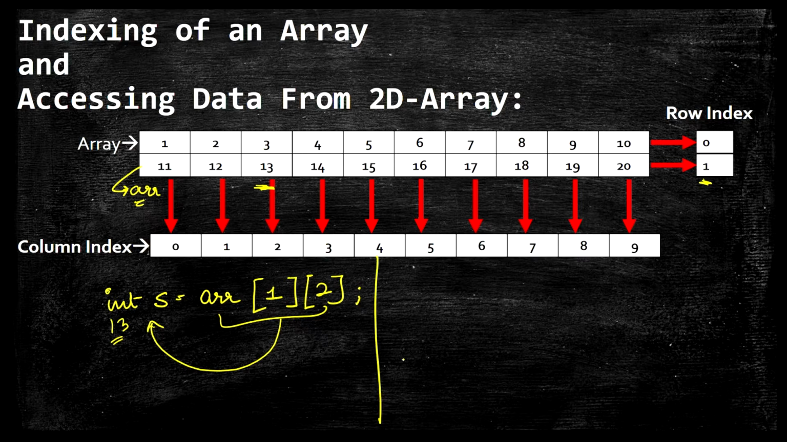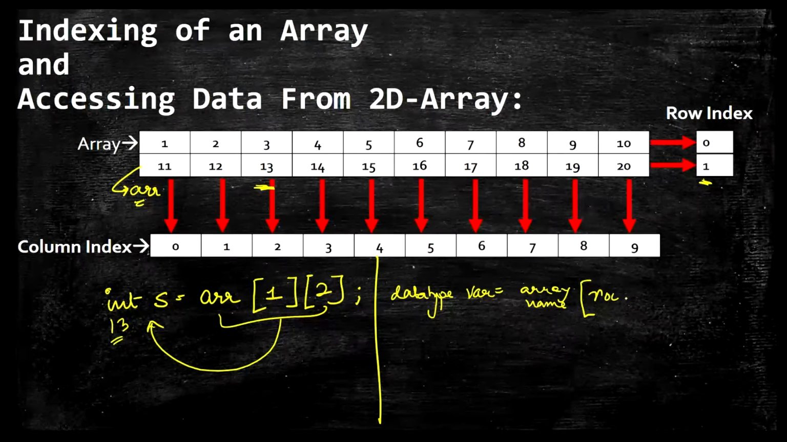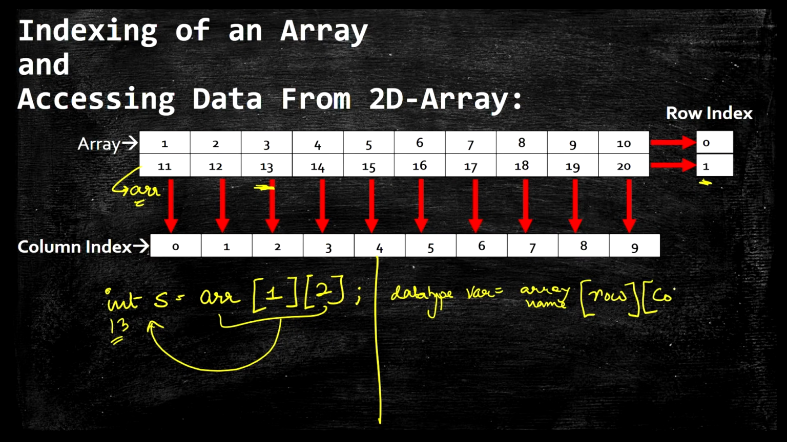Remember, to access the data we write it like this: data type, variable name, I'm writing var. Then you write the array name. Then you write the row index. Then you write the column index. And what will this return? This will return the value stored in that location to this variable. This is the assignment of a variable with the data from an array.